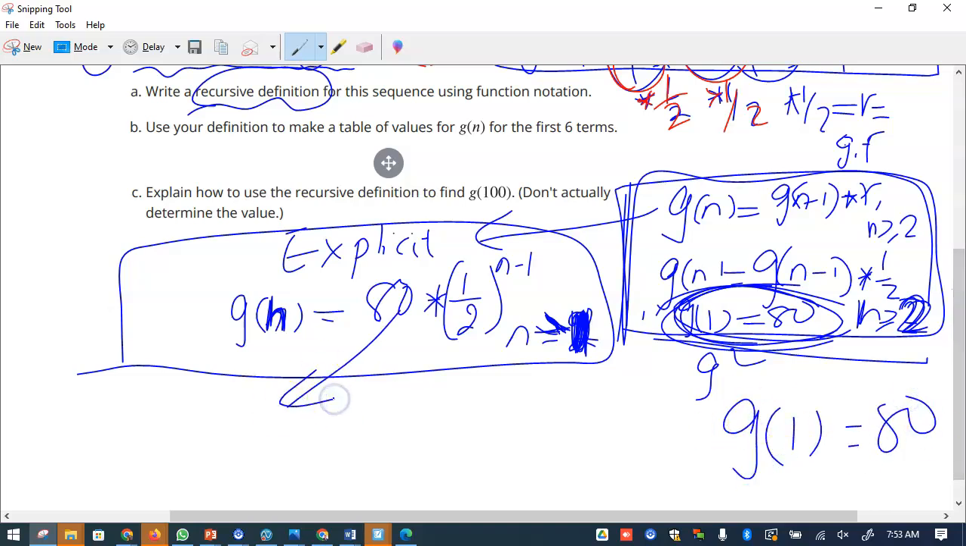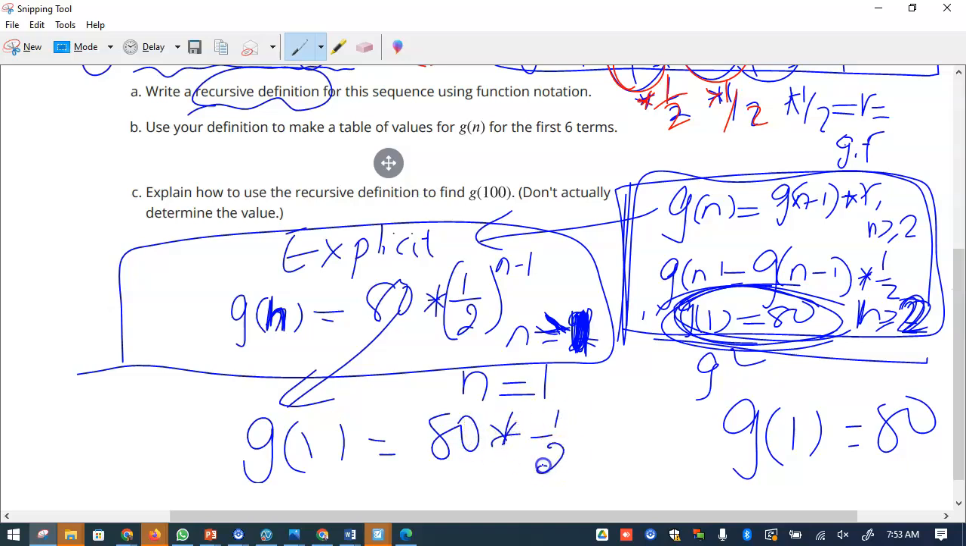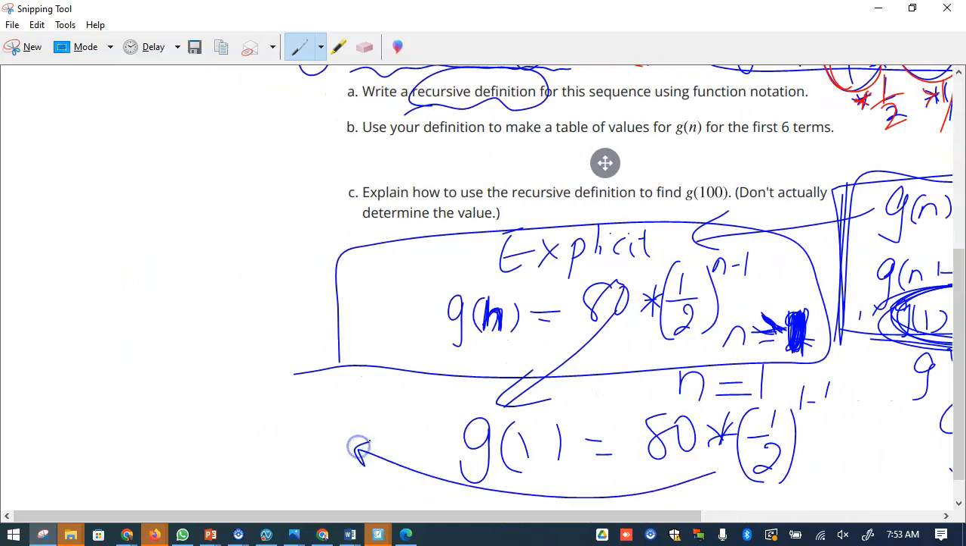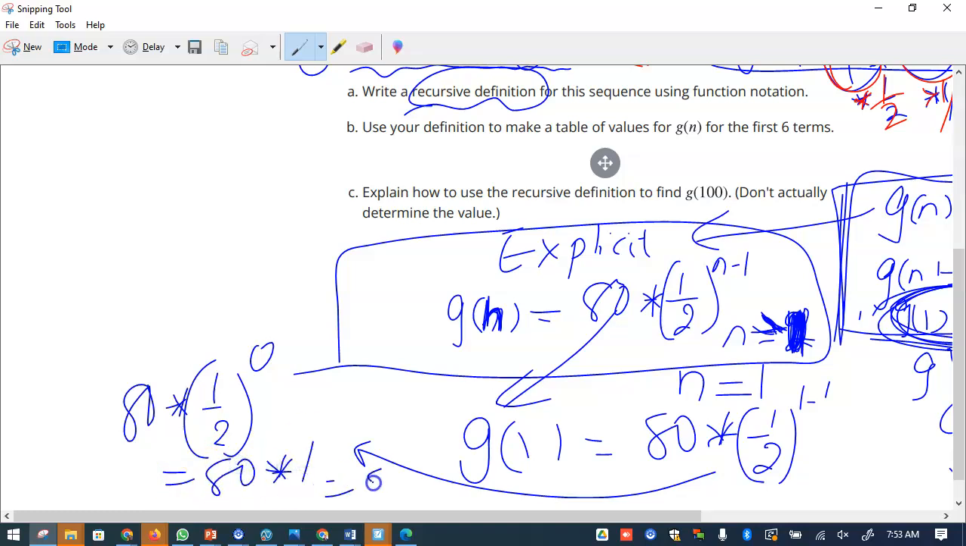In this case, we straight away plug in. Suppose you plug in 1 here, so g of 1 is 80 times half raised to 1 minus 1. But 1 minus 1 is 0, and you can clearly see it is going to be 80, because half raised to 0 is 1, which gives 80. And that's how you can write the explicit formula.